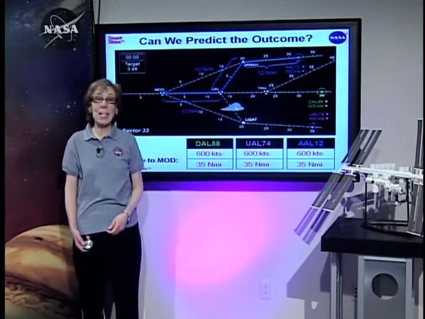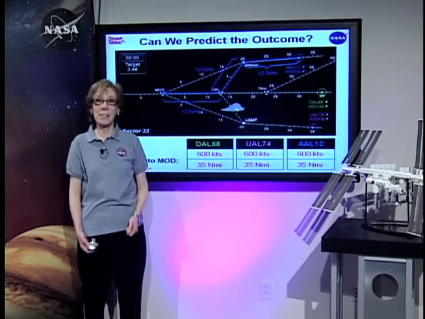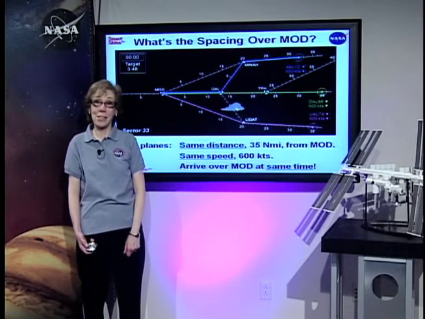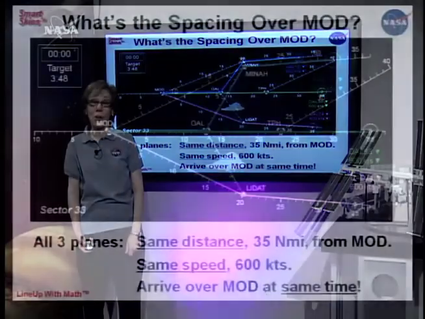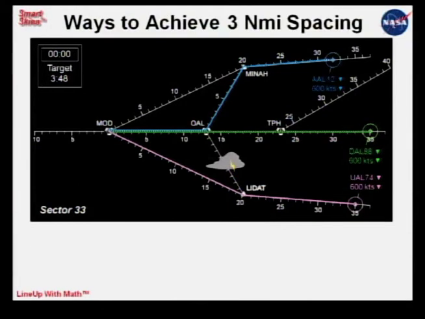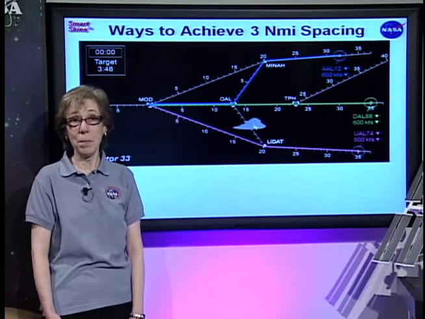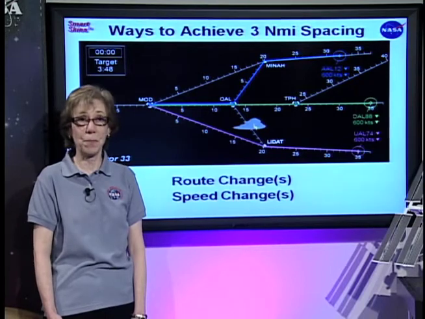So now we've seen that all three planes are flying at 600 knots. All three planes are 35 nautical miles from Modesto, and that means they will arrive over Modesto at the same time, and you saw that happen. So obviously this is not acceptable. How do we solve the problem? Well, what are some ways that we could use to achieve the 3 nautical mile spacing that we want, our ideal spacing at Modesto? One is we could try a route change. Another might be to try a speed change.